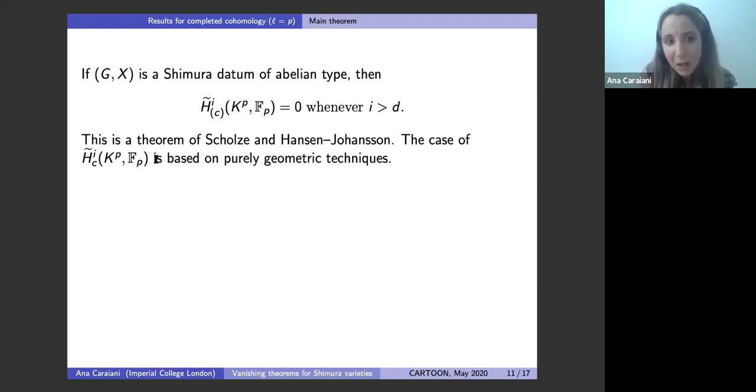So those are the ingredients that get used in proving this theorem for compactly supported cohomology. For usual cohomology, it's a completely different kind of argument that uses a compactification of the Shimura variety that isn't even an algebraic variety, but is actually a real manifold, known as the reductive Borel-Serre compactification. So this is something that's known when you go to full infinite level at p.